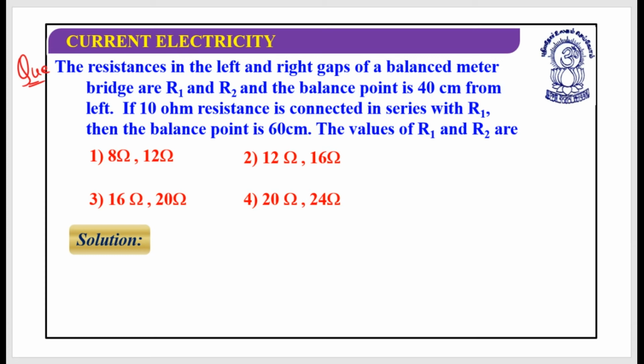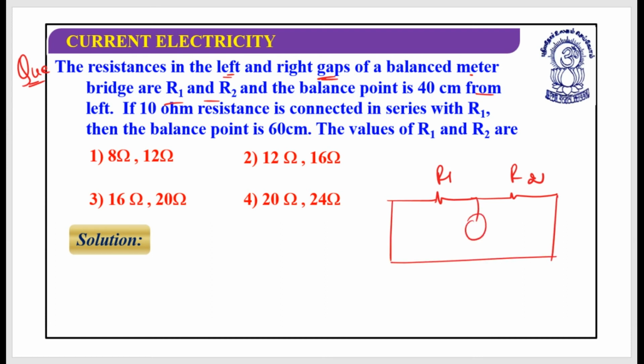The resistances in the left and right gaps of a balanced meter bridge are R1 and R2, and the balance point is 40 centimeter from the left. Okay, so the situation is, this is R1, this is R2, and the balance point is at 40. So galvanometer, and this is, let's say, 40. If this is 40, that means this must be 60.